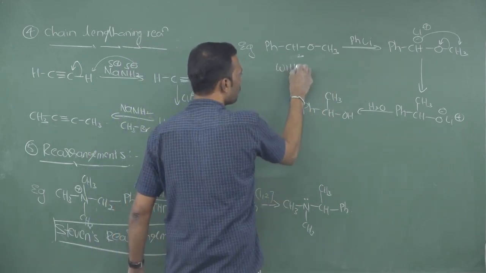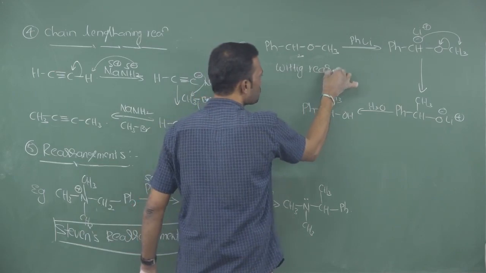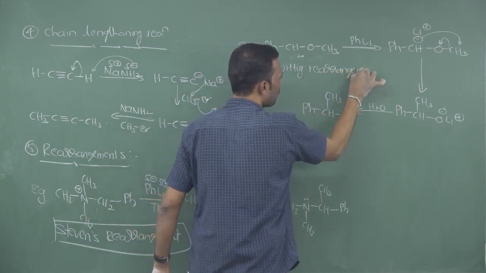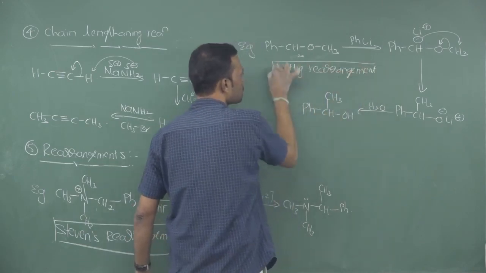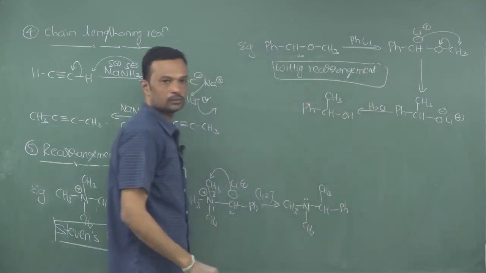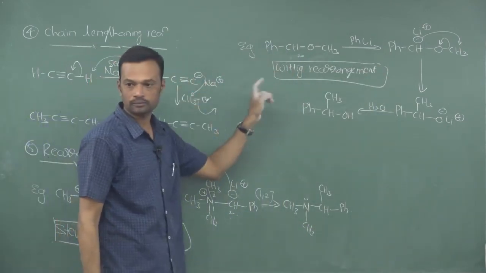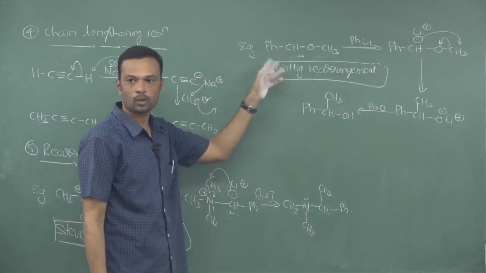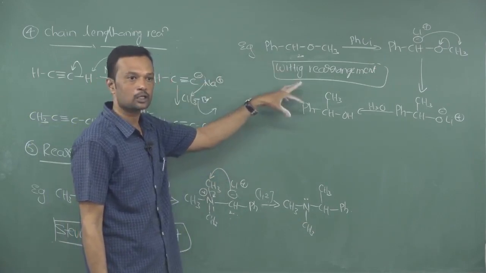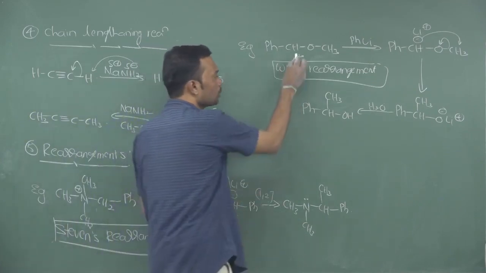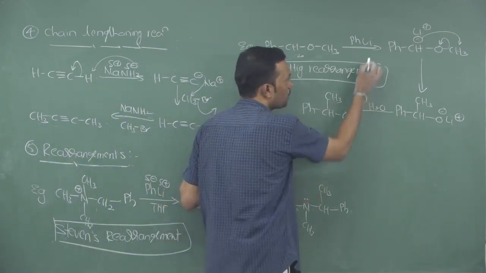This is called Wittig rearrangement, not Wittig reaction. Wittig reaction is different, rearrangement is different. Both are not the same. Don't think that if you write Wittig reaction, that is wrong. Wittig reaction is carbonyl compound to olefin. But Wittig rearrangement is conversion of ether to alcohol in presence of a base.